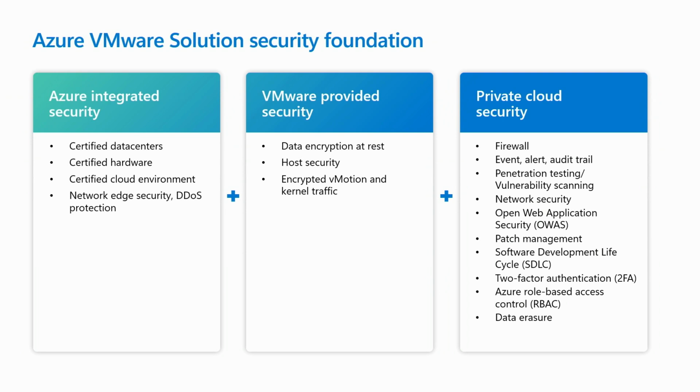And then you have that VMware provided security where they're encrypting the vMotion traffic. You're getting the patching, the data encryption at rest. And then private cloud security, again, firewalls, whether it's third-party firewalls or the Azure firewall, the pen testing, alerting, two-factor. Definitely recommend MFA. We have that running everywhere. And role-based access controls. So, security is a big, big deal.